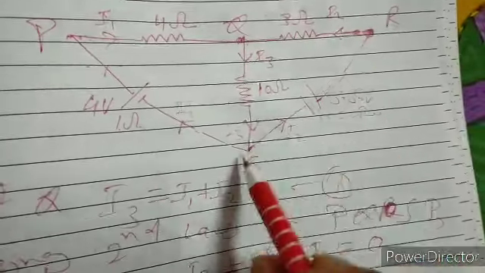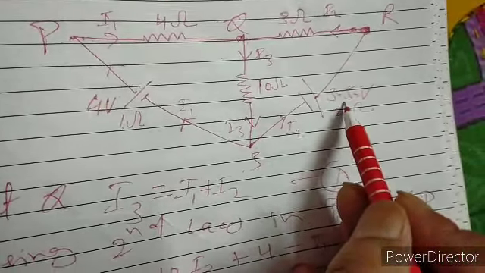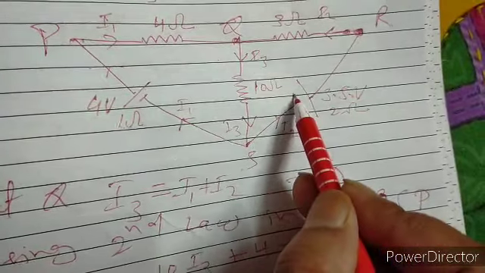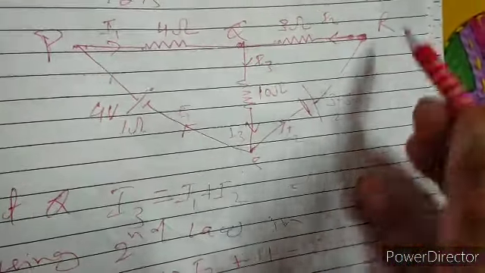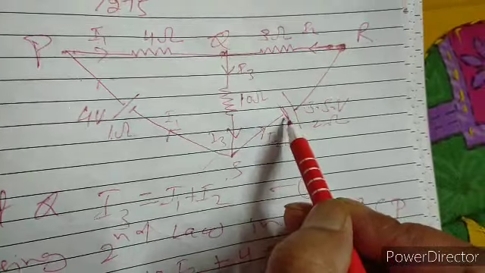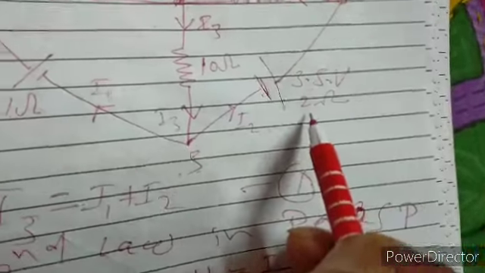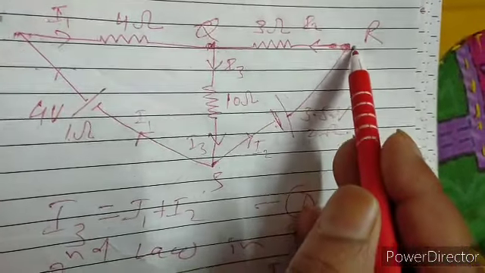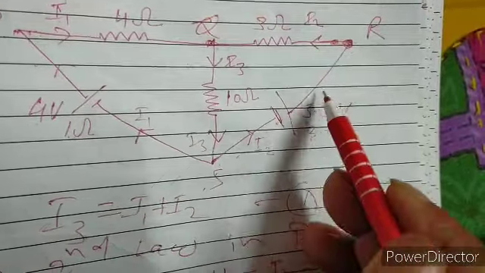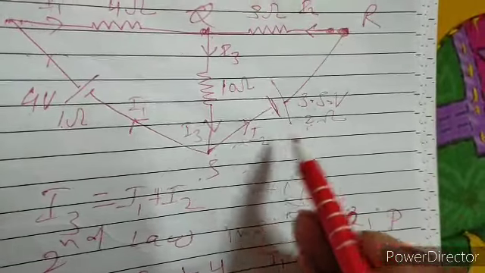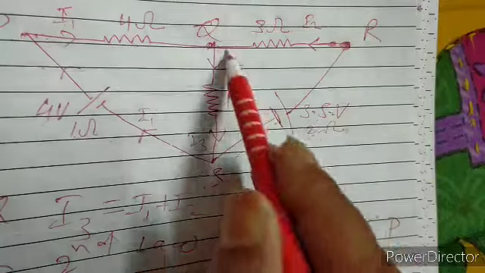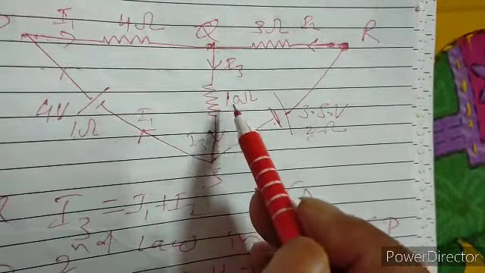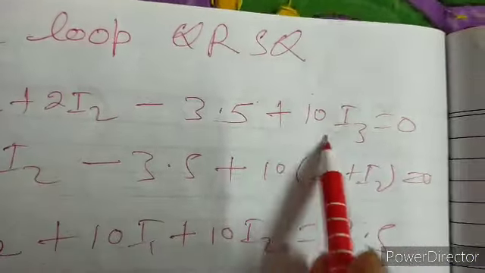Then we are coming from R to S. Minus 3.5 we have to take, because the second terminal is negative. We are coming from R to S from this side, the second terminal is negative, minus 3.5. The internal resistance is 2 ohm and current is I2. Since we are coming from R to S and current I2 is moving in the opposite direction to us, plus 2 I2. Then S to Q, current is coming from the opposite direction, plus 10 I3 is equal to 0. And this we have written: plus 10 I3.